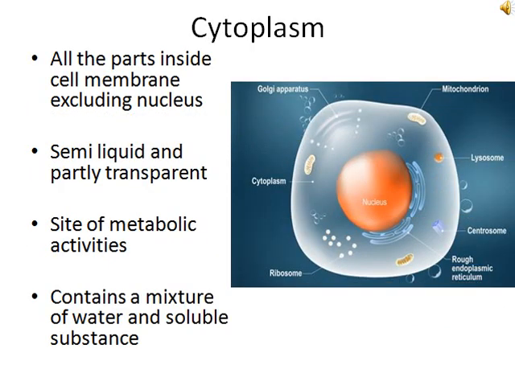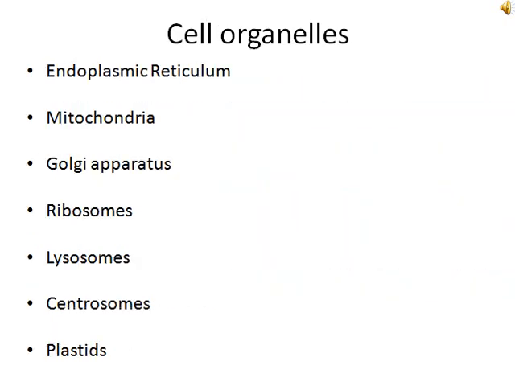The next part of the cell is the cytoplasm. All the parts inside the cell membrane excluding the nucleus are called the cytoplasm. It is semi-liquid and partly transparent. All the chemical reactions take place in the cytoplasm, so it is known as the site of metabolic activities. It contains a mixture of water and soluble substances. The cytoplasm of the cell contains many living structures with definite structure and functions. These structures are called cell organelles.